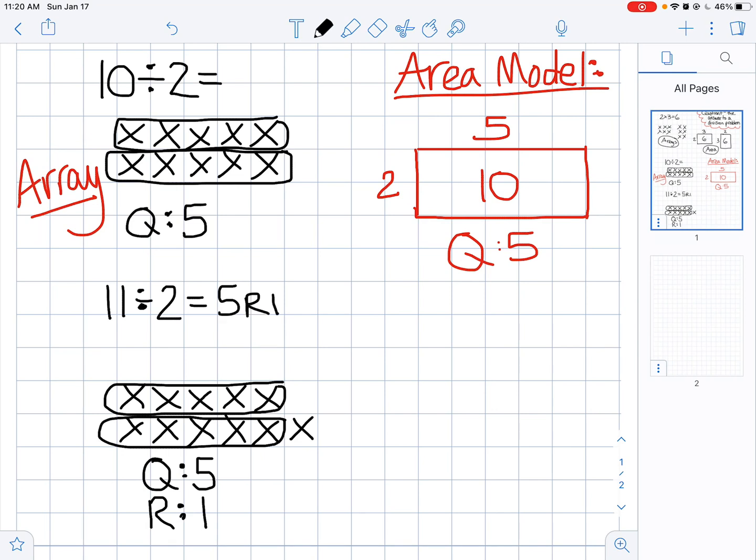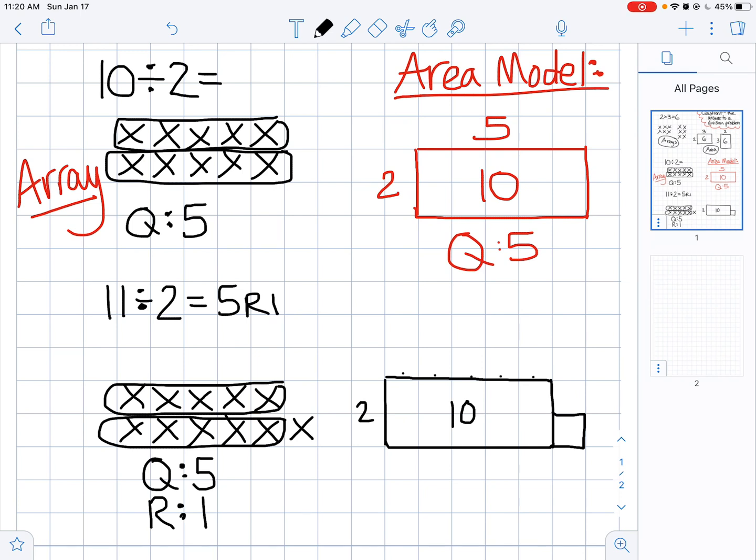For my area model, I'm going to do the same thing. I'm going to get my 2 on the side. I know I have to divide it by 2, and I know I have to have 11 squares. So I'm going to count across: 2, 4, 6, 8, 10. That's going to get me 10 squares, but I have to have 11, so I'm going to stick another square on the side here. I know this is 10, and now I can figure out what my side length is.